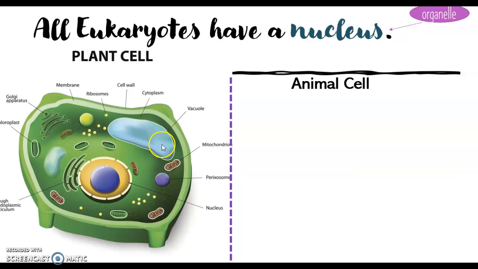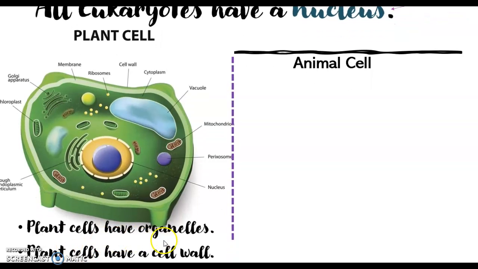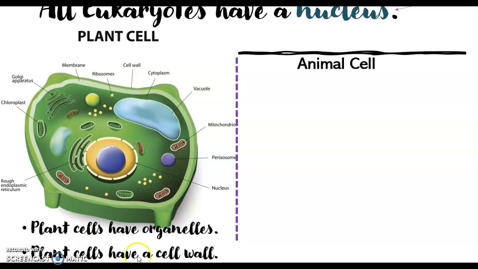So all eukaryotic cells have a nucleus. Remember, that's a type of organelle. Plant cells have organelles, and so do animal cells. These are both eukaryotic cells. All right, I had a little interruption here, so hopefully I'm not repeating myself, but plant cells have organelles. They also have a cell wall. So they have a nucleus, they have a cell wall.